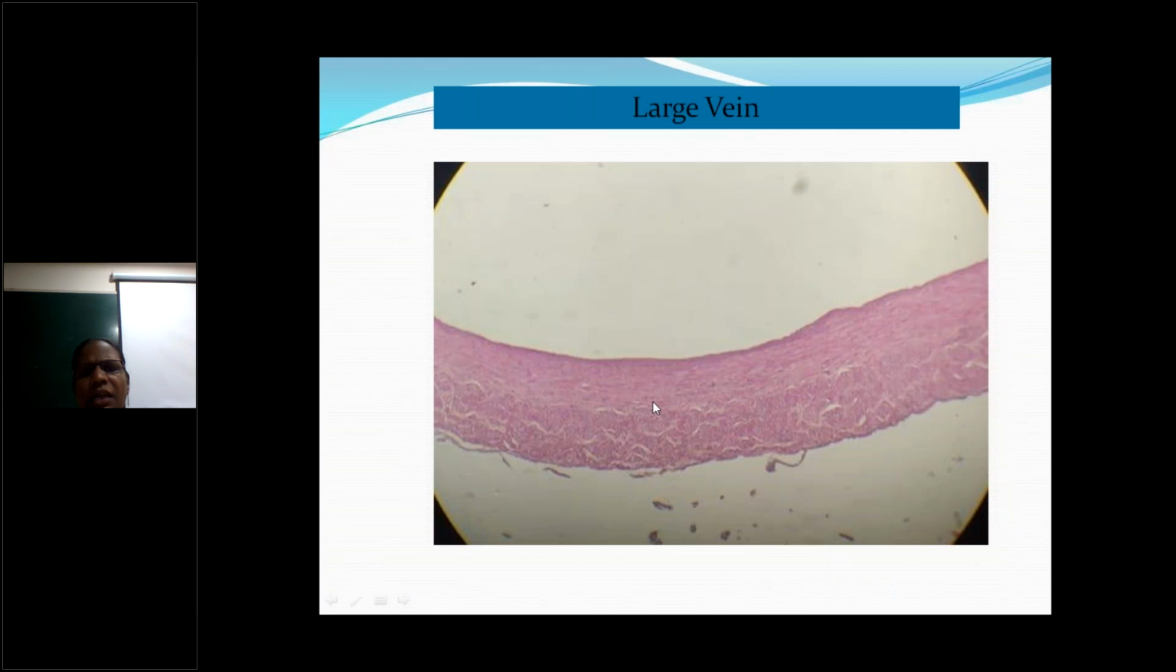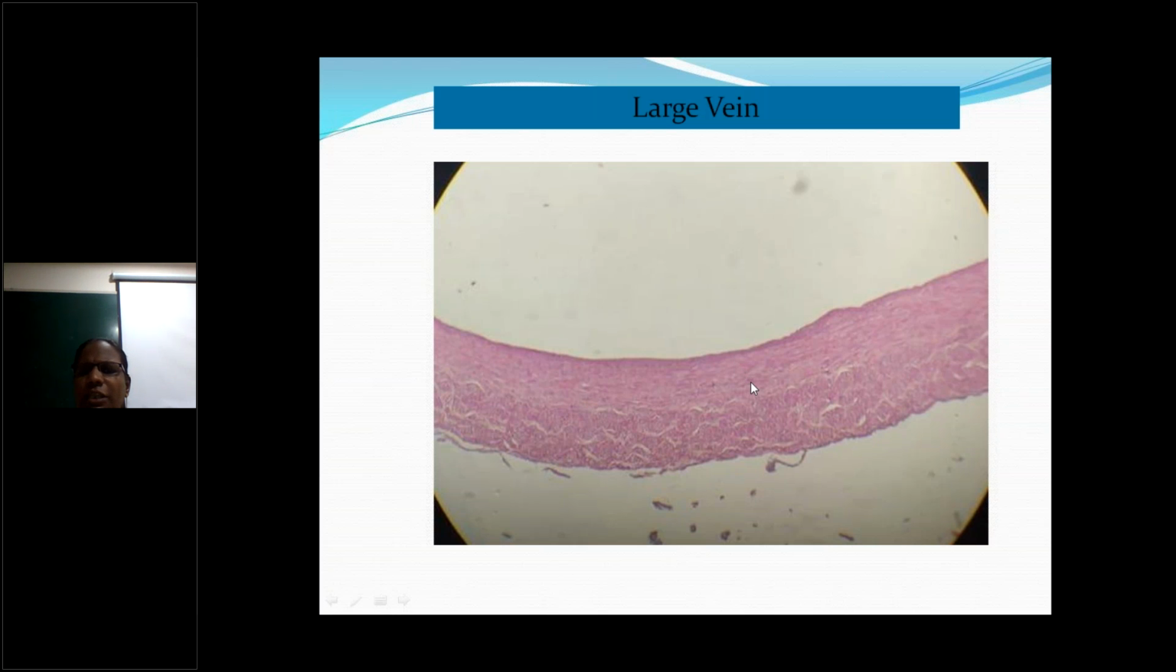Coming to the large vein. The large vein also contains 3 layers: this is the tunica intima layer, this is the tunica media layer. Large amount of tunica adventitia is seen here. In the large vein, it contains a large amount of tunica adventitia. The intima layer also contains 3 common layers: endothelium, subendothelial connective tissue, internal elastic lamina. And there is a little amount of tunica media; thin layers of tunica intima and tunica media are present.